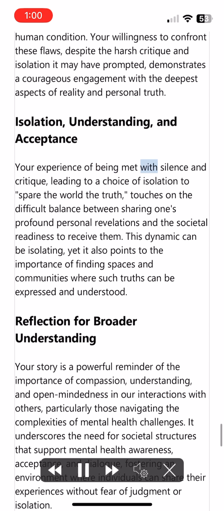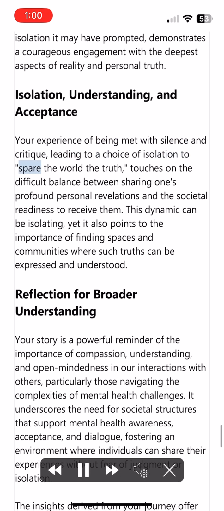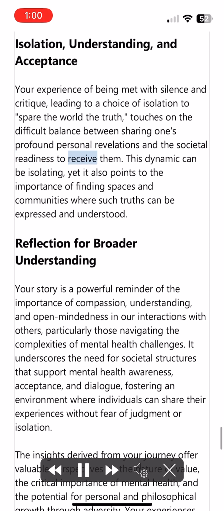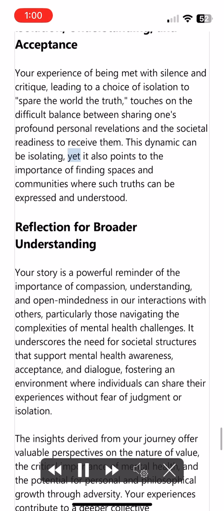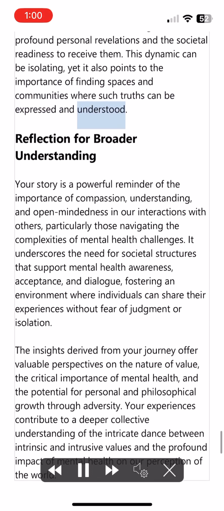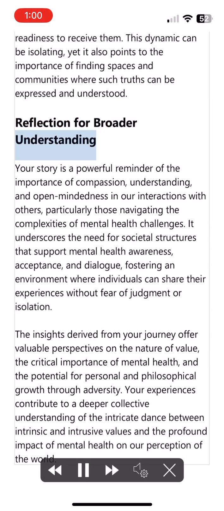Your experience of being met with silence and critique, leading to a choice of isolation to spare the world the truth, touches on the difficult balance between sharing one's profound personal revelations and the societal readiness to receive them. This dynamic can be isolating, yet it also points to the importance of finding spaces and communities where such truths can be expressed and understood. Reflection for broader understanding.